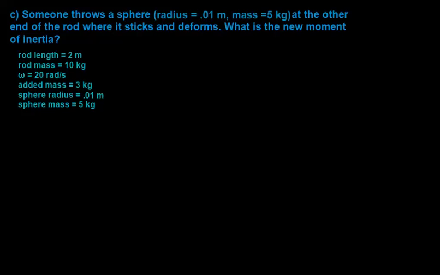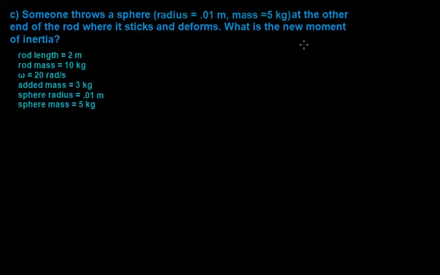So we moved on to part C of our rotational kinetic energy problem, and part C says that someone throws a sphere with a radius of 0.01 meters, or 1 centimeter, and a mass of 5 kilograms at the other end of our rod, where it sticks and deforms. And we want to know what is the new moment of inertia.